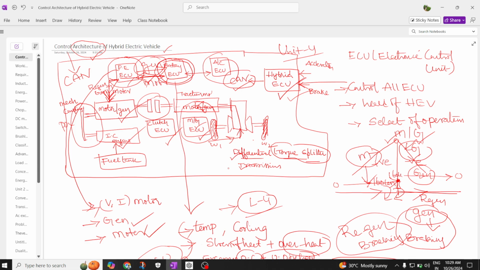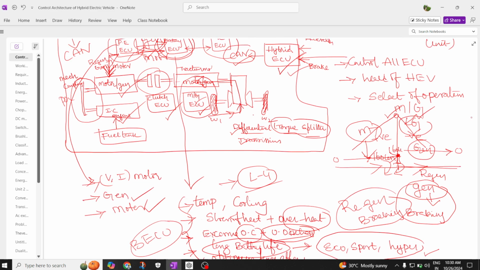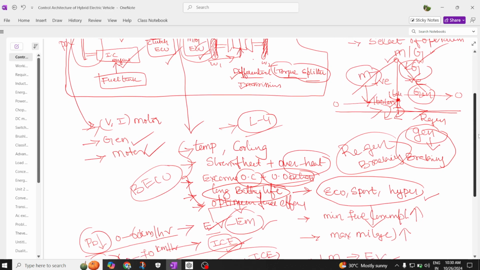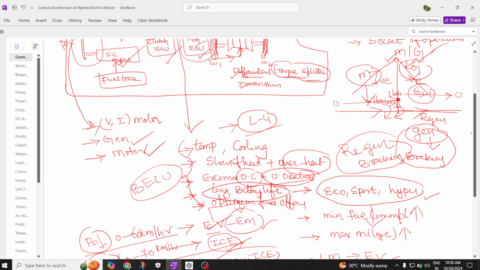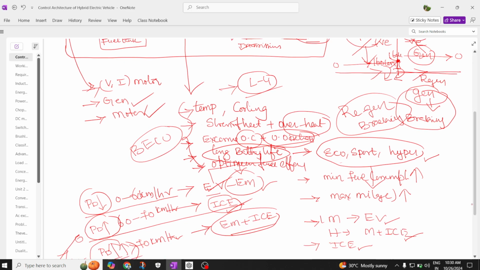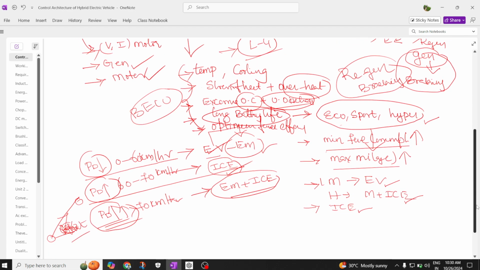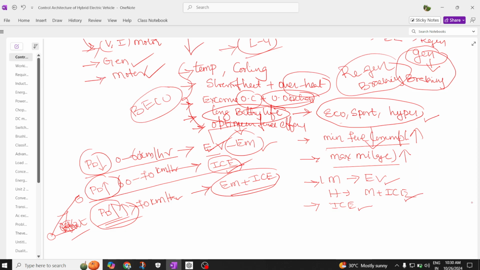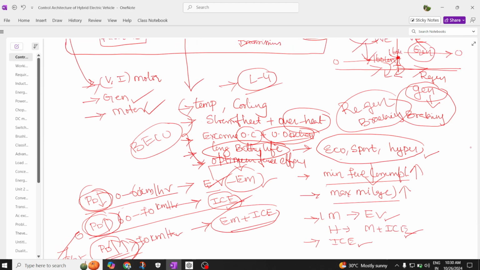So this is all about the control architecture, and the complete heart is nothing but the ECU. This is the heart of the ECU. It selects whether it has to operate like a motor or generator, or which type of mode it has to operate. The main theme is to minimize the fuel consumption, maximize the mileage, and it can take over the decision of which type of mode the electric vehicle has to operate under low demand, higher demand, and increased demand. Okay, and these are the functionalities a battery ECU has to perform.